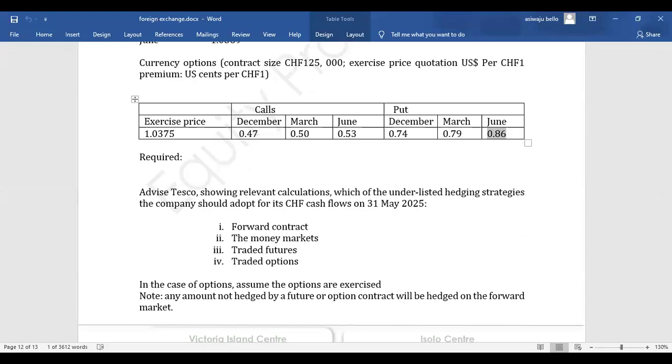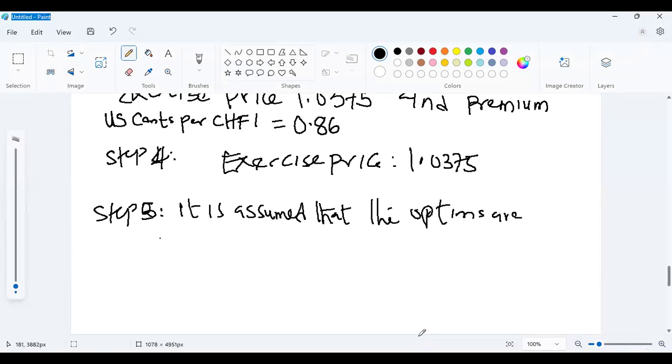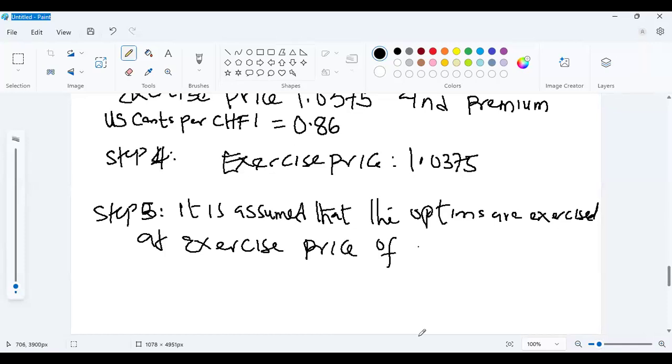You now come here. It is assumed that the options are exercised at exercise price of 1.0375.